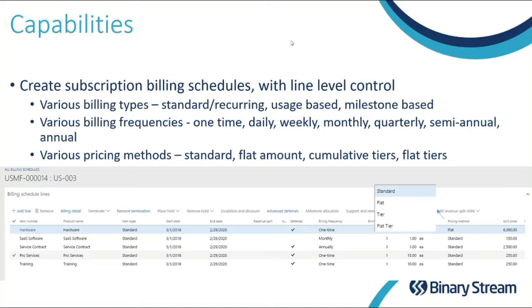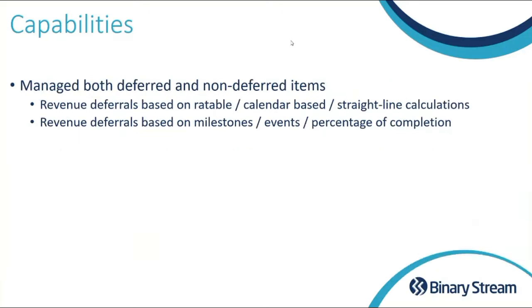Then we have different pricing methods as well. So there's the standard pricing, the flat pricing. We have cumulative tiers and flat tiers, which are built on extending the capabilities of the trade agreements in D365 F&O. We also have the ability to manage both deferred and non-deferred items.